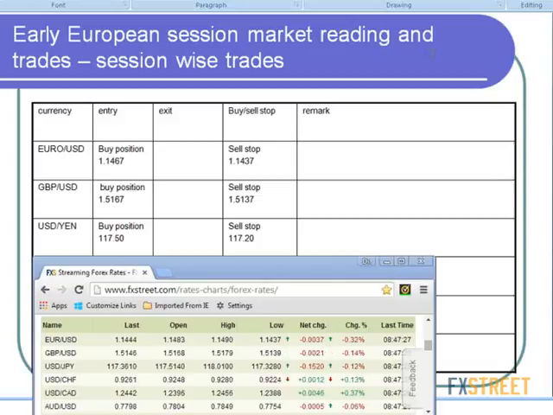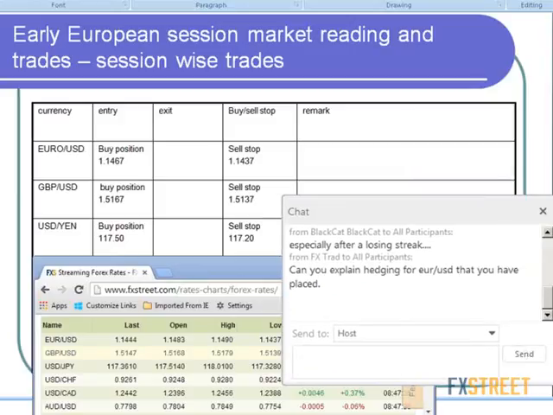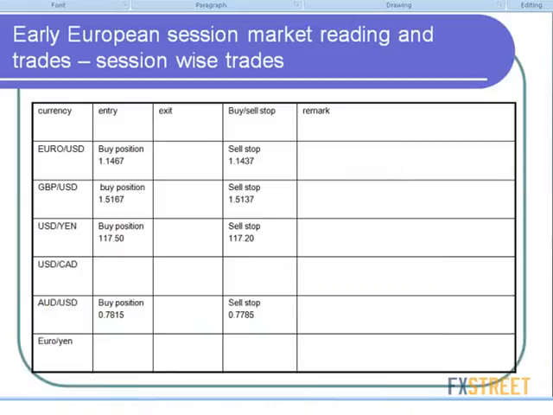Then FX Trade asks, can I explain the hedging of Euro USD that you have placed? Yes. Now, the hedging, I placed it. And as I explained, if you wait for about 10 minutes, already about 20 minutes have gone. So I'll be incurring a loss of about 10 pips.